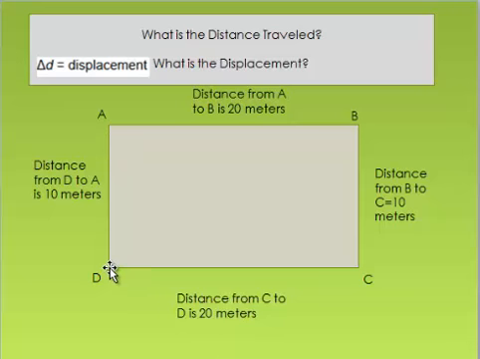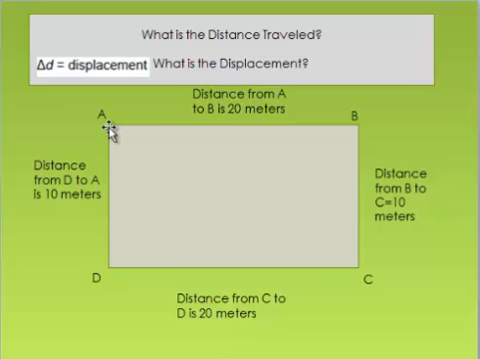So you went to your friend's house who lives at D, and then it was time to go home and have dinner. So you went the short way home. You went from D to A. Your distance changes, and so does your displacement.